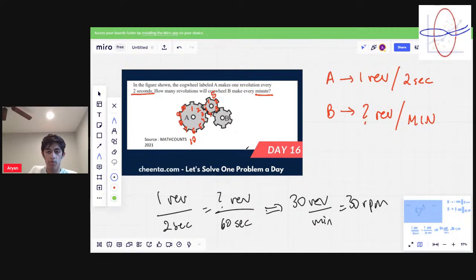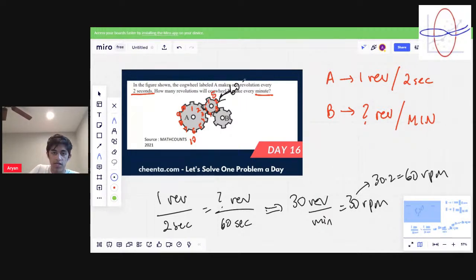Now, if we have 30 revolutions per minute, then on the smaller cogwheel in the middle, we already found that for every 1 revolution of A there are 2 on the small one. So 30 revolutions in a minute means the smaller one will have 30 times 2, which is equal to 60 revolutions per minute. So right here, this has 60 revolutions per minute.